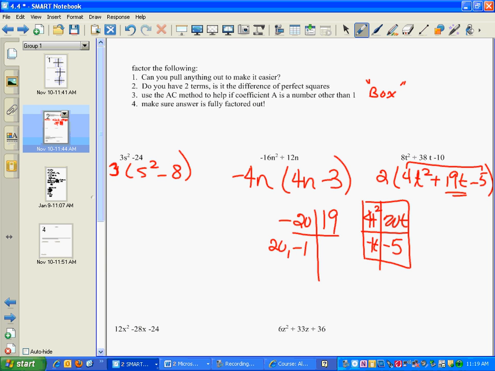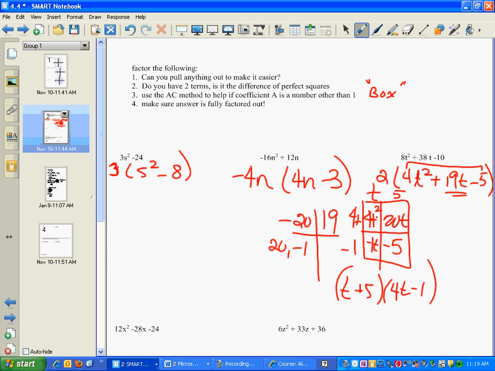Pulling up, what do I pull out? Positive 5. It's whatever the sign of these top spots are. What about 4t squared and negative 1t? T. Pulling across, 4t squared and 20t gives me a 4t, and here gives me a negative 1. T plus 5 and 4t minus 1, and you're done. It's a lot faster than the trial and error. This is when the box method really, really comes in handy.